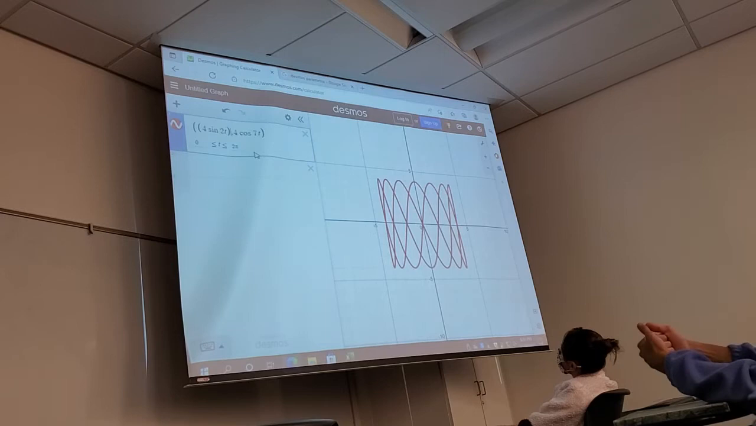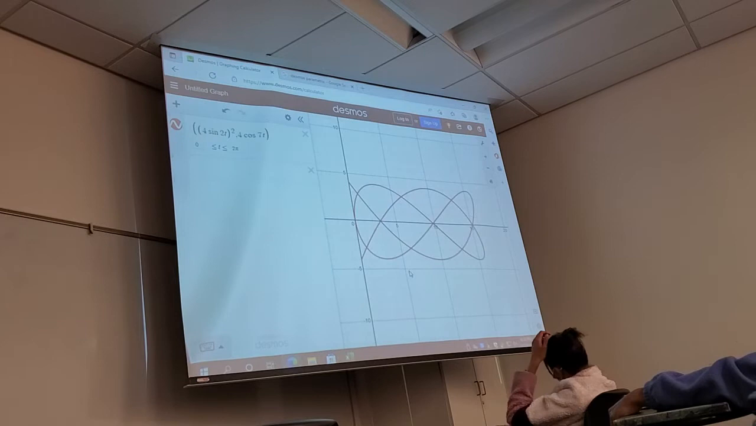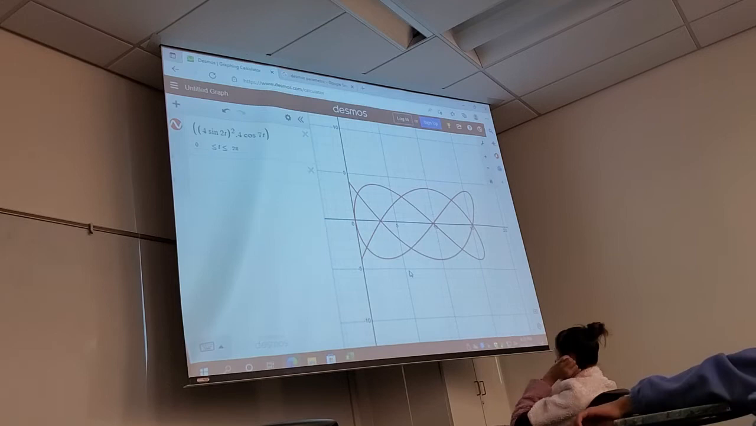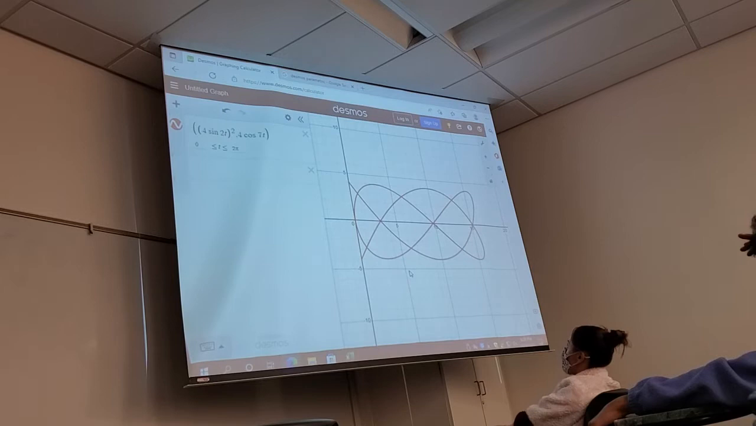Oh, that's dope. Why does that make sense? Because now the x part cannot be negative. What did I do? I just took the x part and I squared it. So now the x part can't be negative. Oh, I like it.